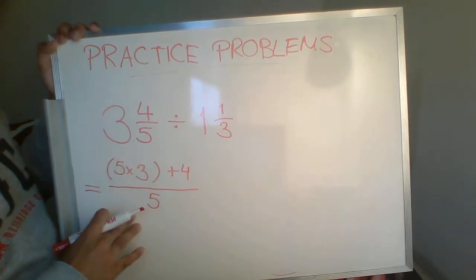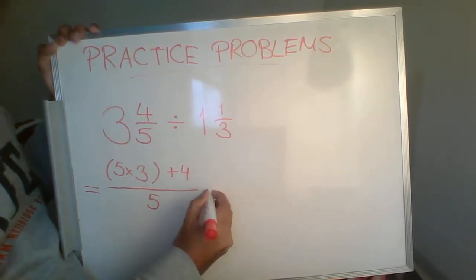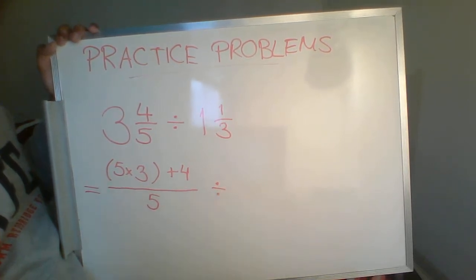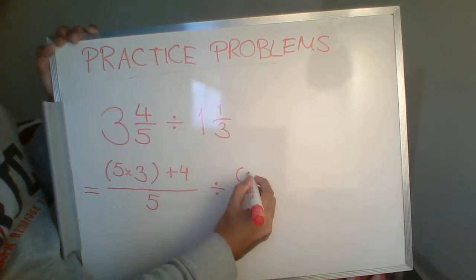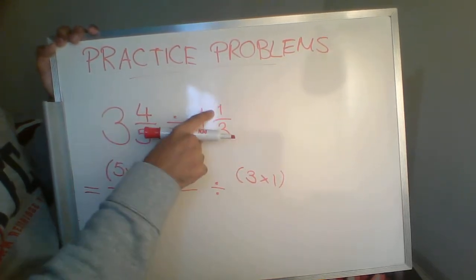So we've got denominator times whole number, plus the numerator. So that first one, we're halfway there to converting it into an improper fraction. Then we put our division sign, and we do the same thing for the other one. Denominator times the whole number, that's going to be 3 times 1, and then we add the numerator, plus 1.